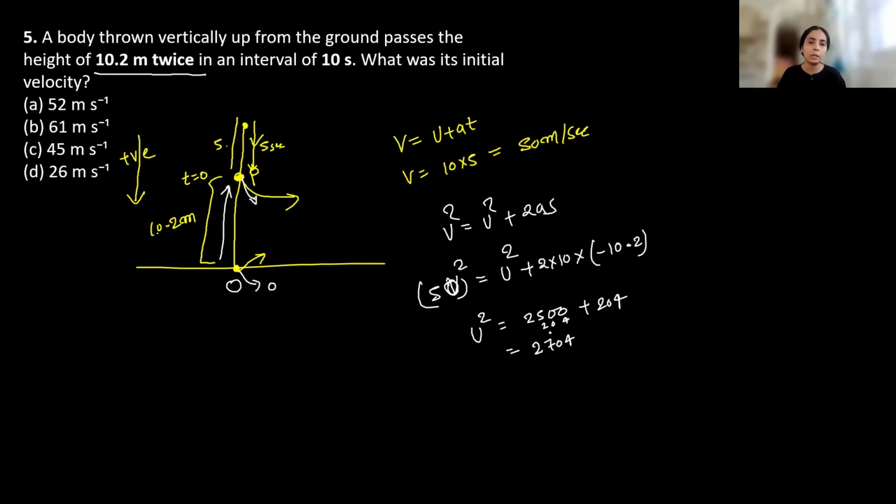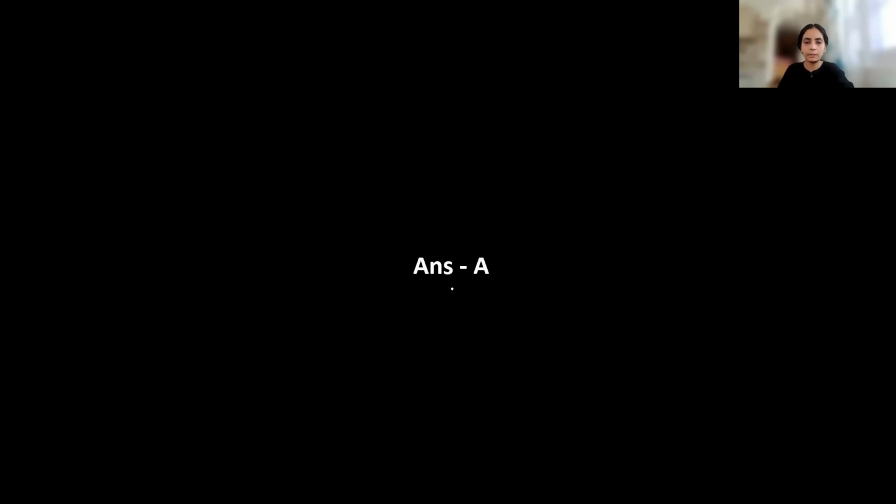exactly root of 52. वैसे भी अगर आपको exactly आ नहीं रहा तो भी कोई प्रॉब्लम नहीं है, क्योंकि you can check from here. 26 तो हो नहीं सकता, 45 हो नहीं सकता, because U square is 50 का square plus something, so 50 से तो ज्यादा ही होगा, और 50 से बहुत ज्यादा नहीं होगा, because whatever you are adding is 204, so it won't be clearly 61, it has to be 52. Okay, I hope it is clear.